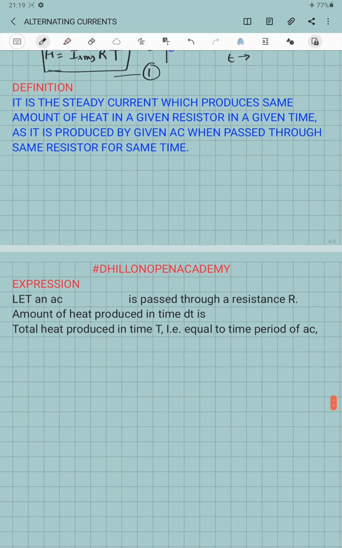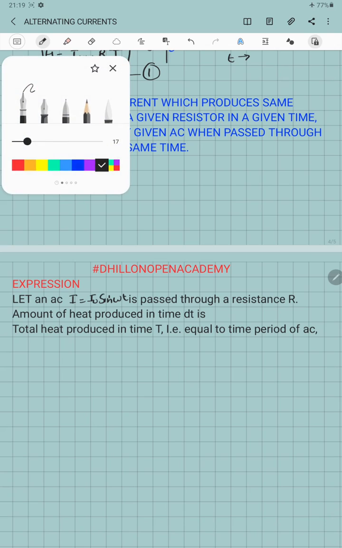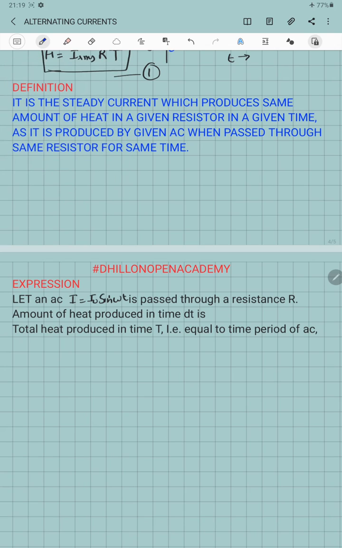So in order to find the expression for the RMS value of current, let an AC current I equal to I naught sine omega t be passed through the resistance R. When it is passed through the resistance R, it produces heat in a small time dt, which will be dH equal to I square R into dt.